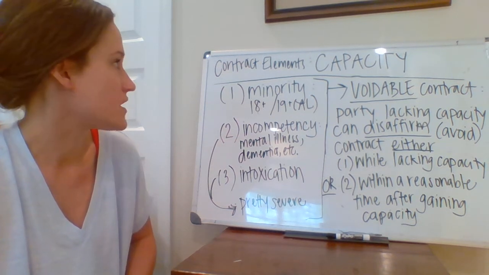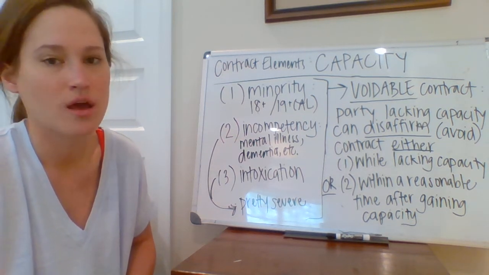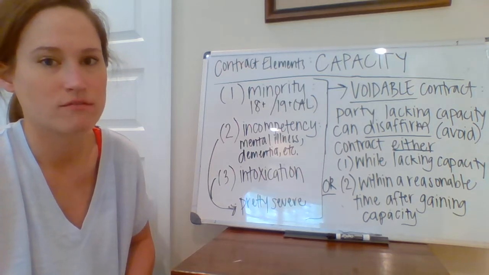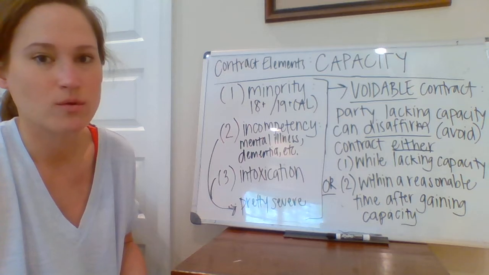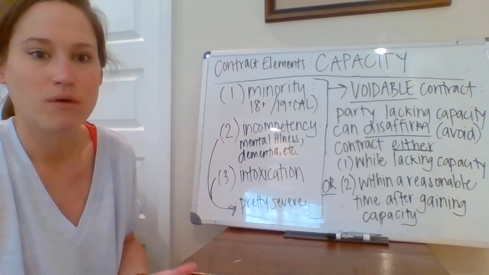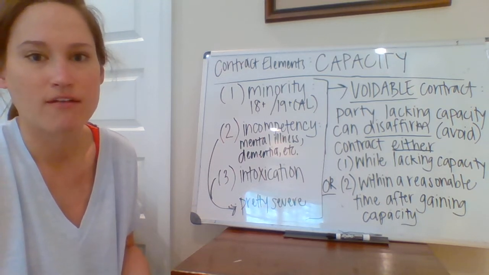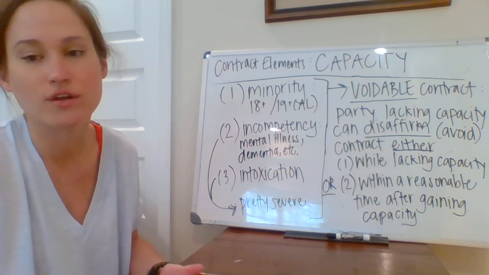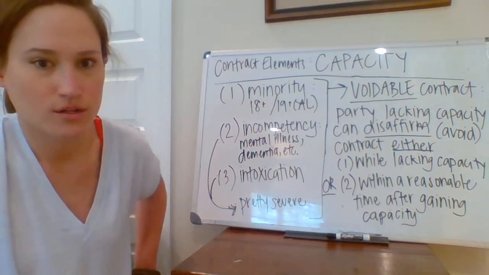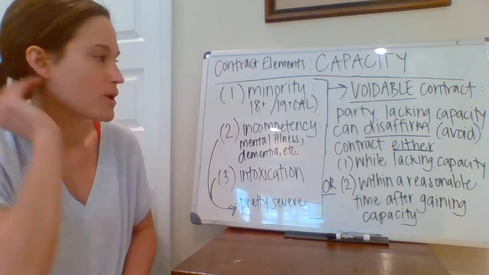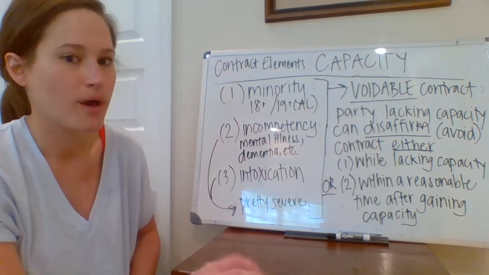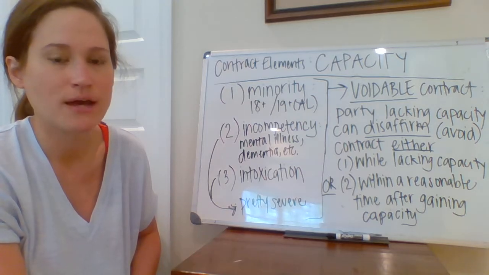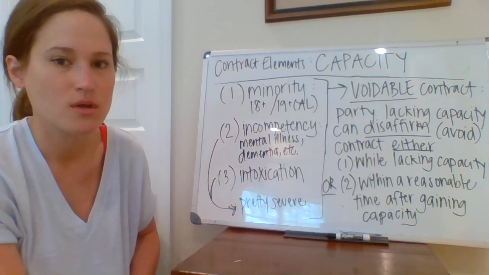Today's video, we're going to take a look at the third element required for forming a valid contract, and that is capacity. So in order for a contract to be valid, both parties must have the capacity to enter into that agreement voluntarily. Now this whiteboard up here, it looks like there's a whole bunch of information, but the capacity rules are actually really, really simple.